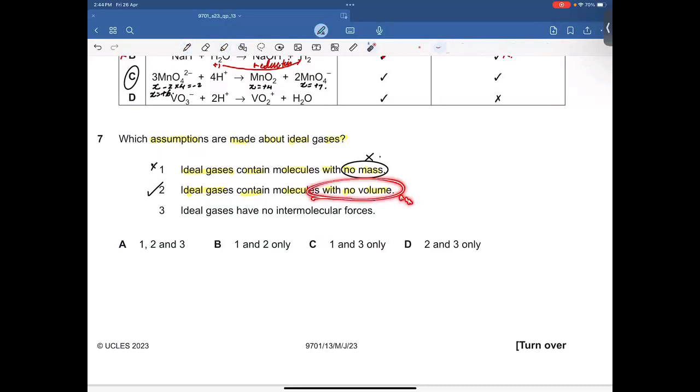All right, in an ideal situation, according to the postulates of kinetic molecular theory, ideal gases have no intermolecular forces. I've given you the information. There are no attractive and repulsive forces. So this statement is also right.